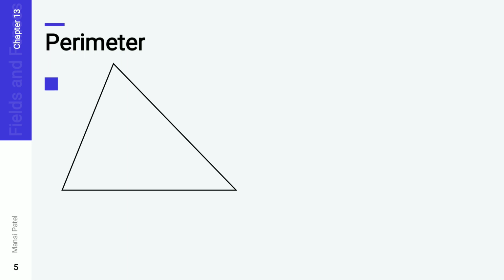Perimeter. You can see here I am giving one triangle to you. Okay. How many sides are there? There are three sides. And these three sides are not equal. And see, now I am giving some measurements of this triangle. It's 10 centimeter, 13 centimeter and 15 centimeter.